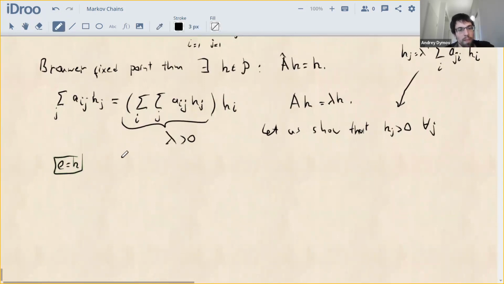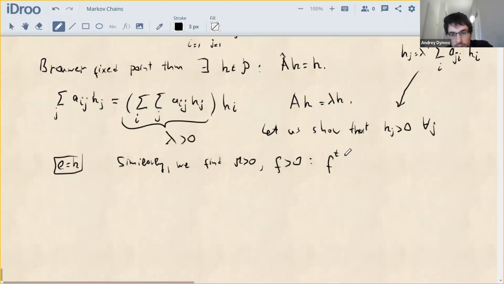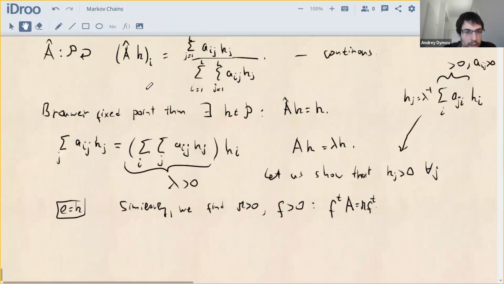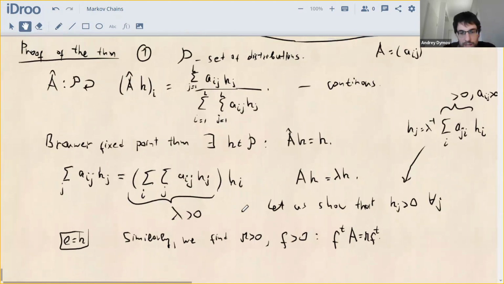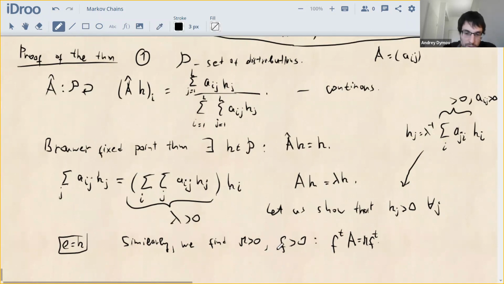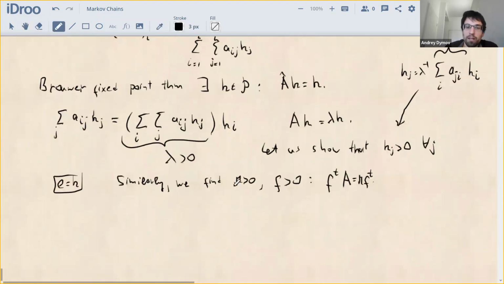Nice. But then, similarly, we find some, possibly another, eigenvalue mu and vector F such that F transposed A equals mu F transposed. So I do the same thing, but instead of multiplying from the right by H, I multiply by H transposed from the left, and by the same argument, I find the left eigenvector with positive components, as well as the eigenvalue, which is strictly positive. But possibly this eigenvalue will be different from lambda. It isn't clear why it should be the same eigenvalue, right?